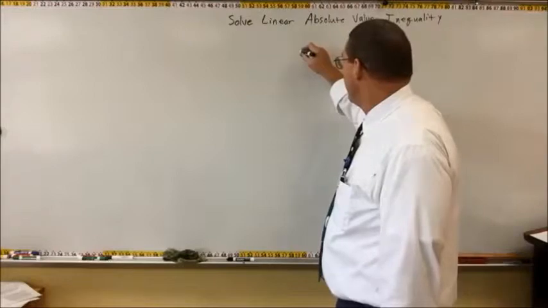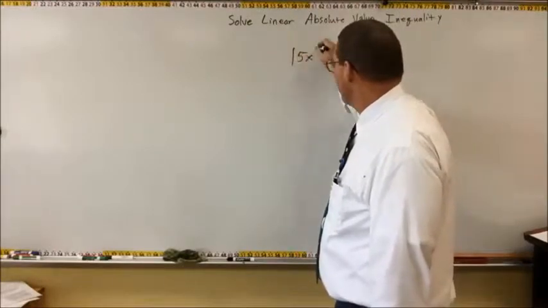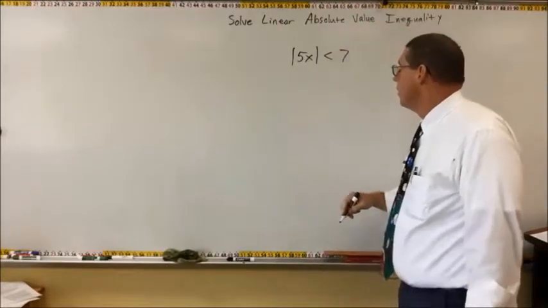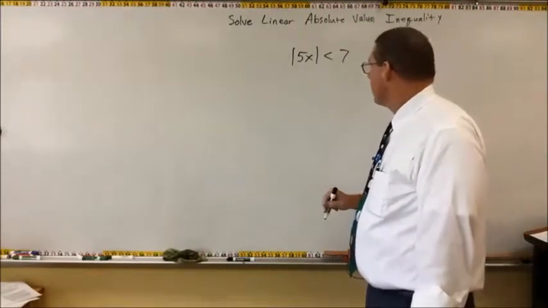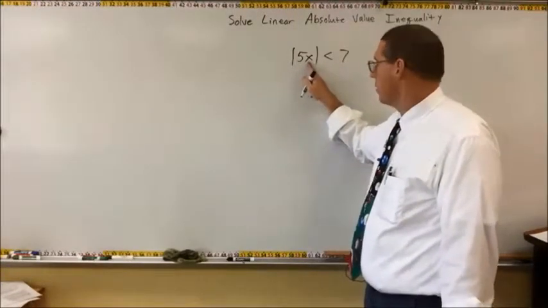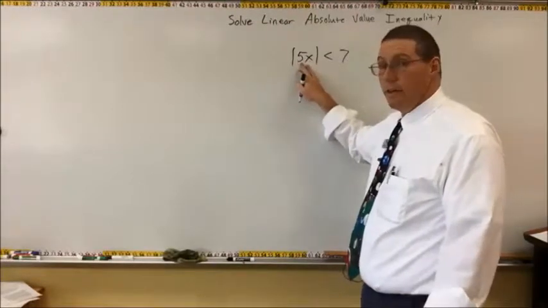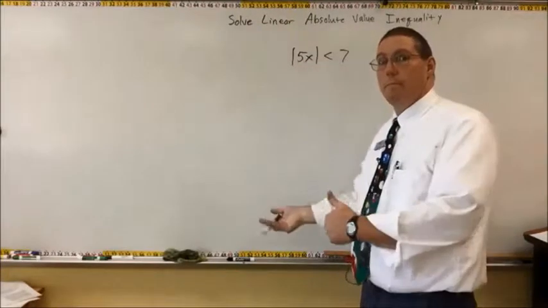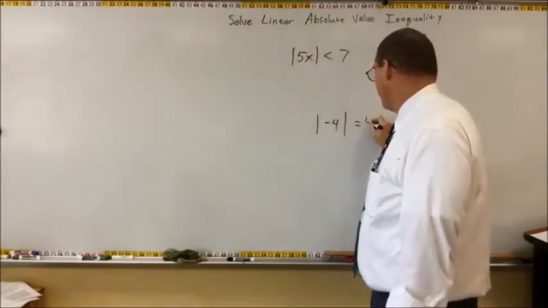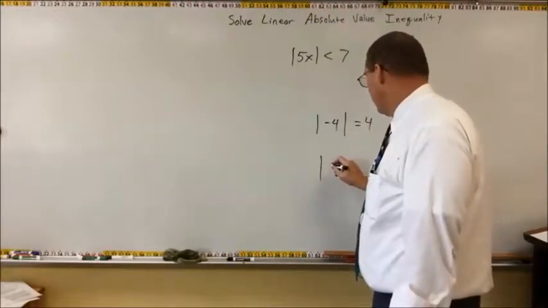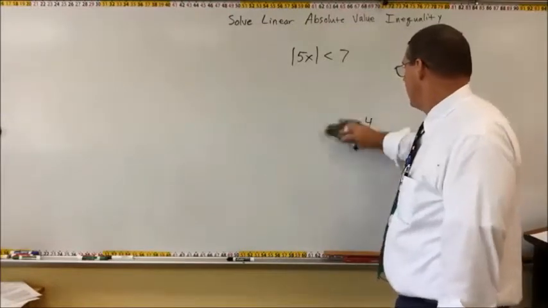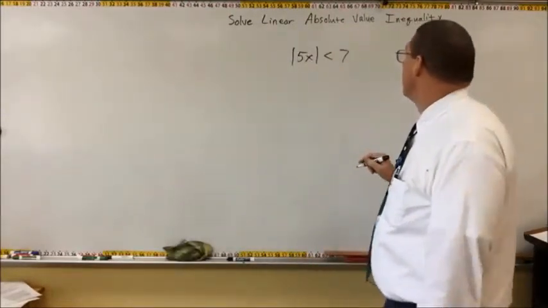Let's say the absolute value of 5x is less than 7, okay? So the idea here is that if we put a negative number in here for x, the negative number times a positive number will make it negative, but absolute values will make it automatically positive, right? Because the absolute value of -4 is equal to 4. The absolute value of positive numbers, the absolute value of 7 is also 7.